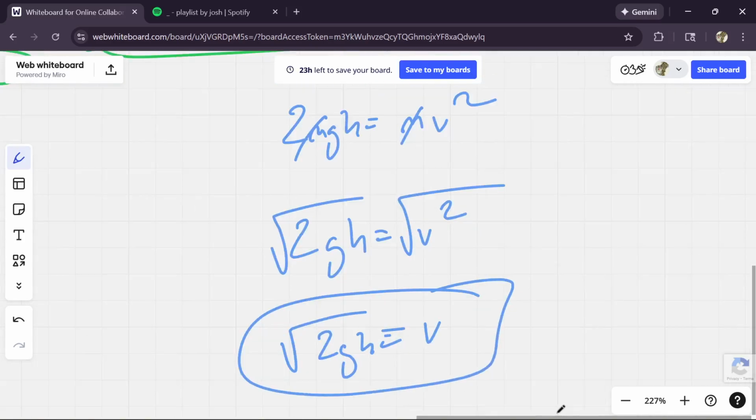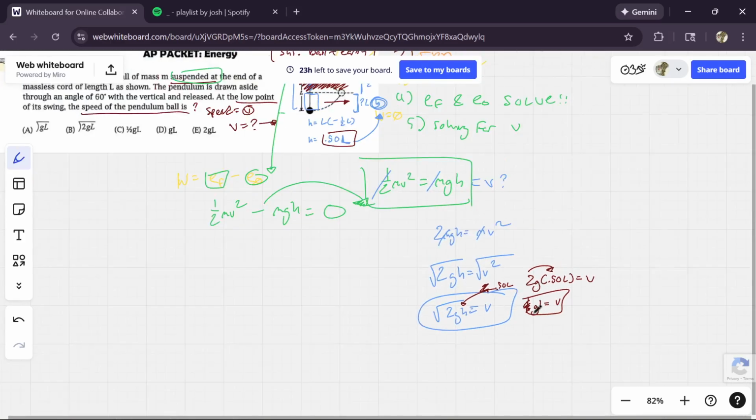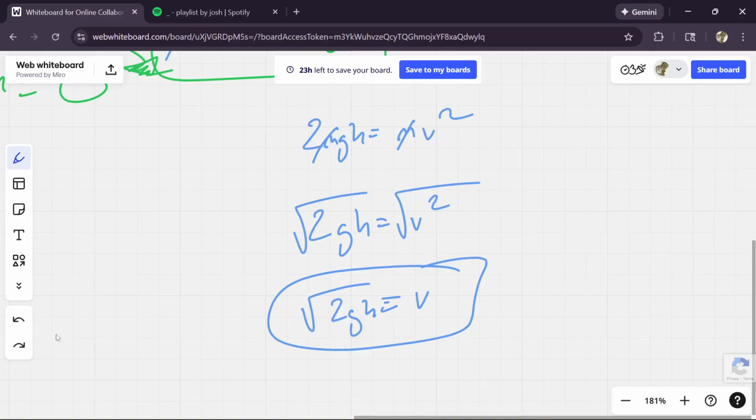Okay, there we go. If we plug in 0.50 L for h, we get 2g times 0.50 L is equal to v. Obviously 2 times 0.5 is equal to 1, so 1 gL is equal to v. Or sorry, square root gL. Sorry, ignore everything I just said. I totally fumbled that.